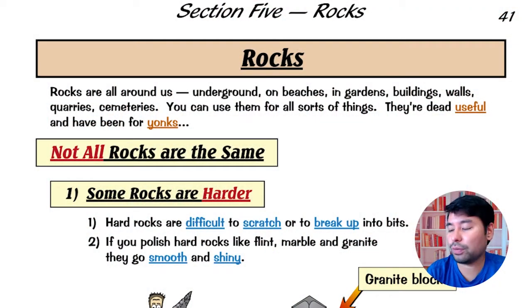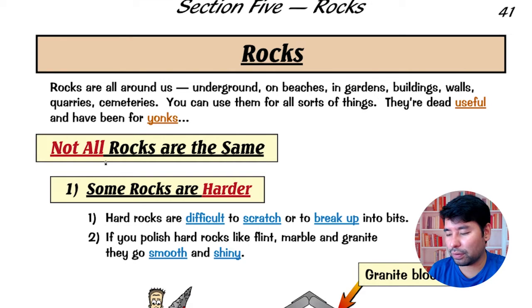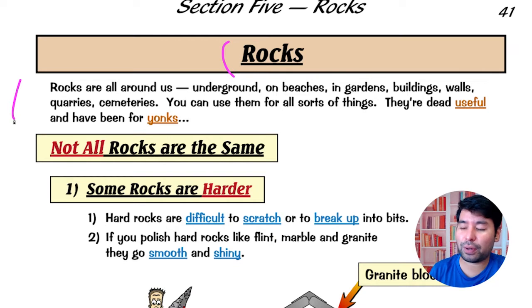So, we begin here on this rocks, section 5. As I always do, I'm gonna begin the reading. Today I'm gonna use purple. This is the title, rocks, and then we have this first part. Rocks are all around us, underground, on beaches, in gardens, buildings, walls, quarries, cemeteries. You can use them for all sorts of things. They're dead useful, and have been for yonks.